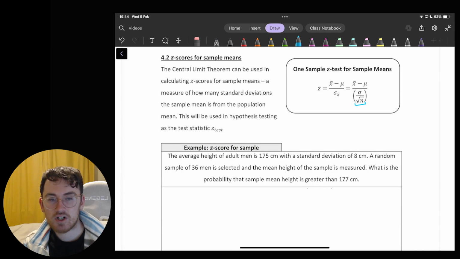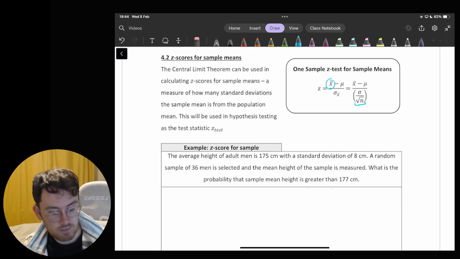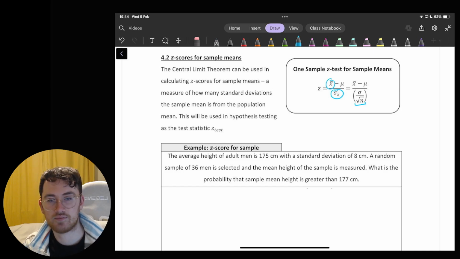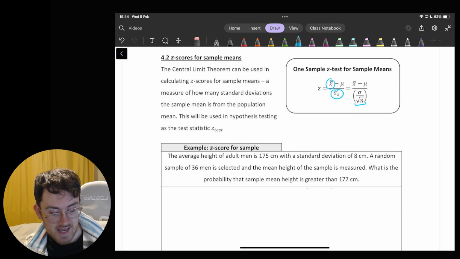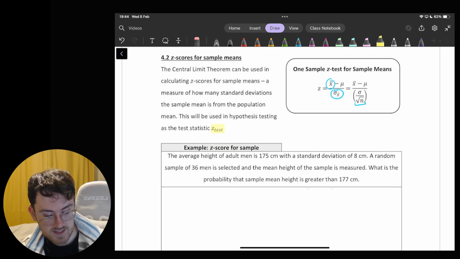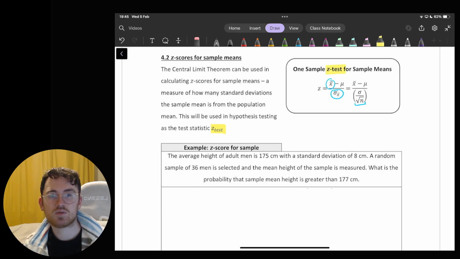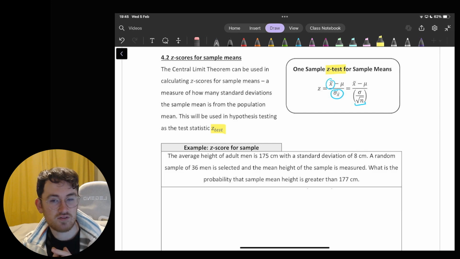So it's very similar to our z-score, our standardizing formula. The differences, I suppose, are the x bar in place of x and the sigma x bar, the fact that it's sigma over root n as opposed to just sigma itself. This is called the z-test, which we will use in hypothesis testing. Just remember that that's what you're looking for: it's the one sample z-test for sample means. It is in your formula and tables book, you just need to look out for it. The key thing here I would say to you is if there's mention of samples, then you're looking for this one. Know what your letters mean.